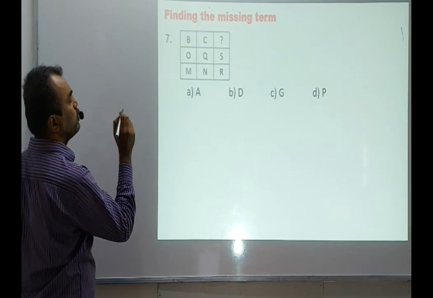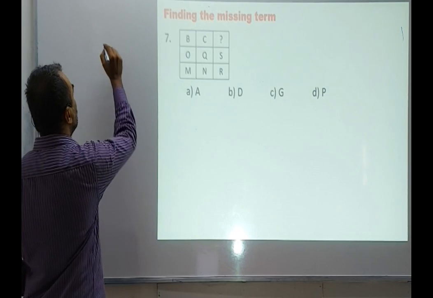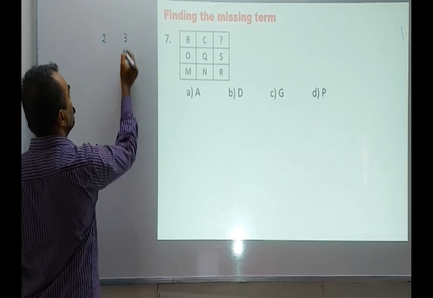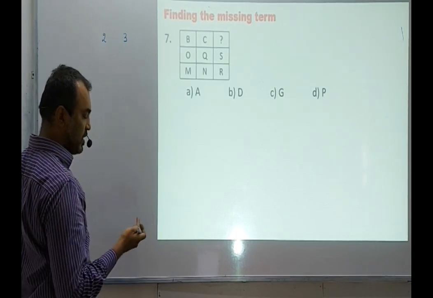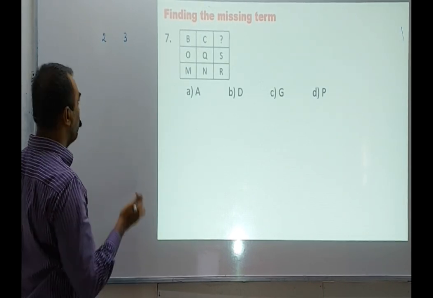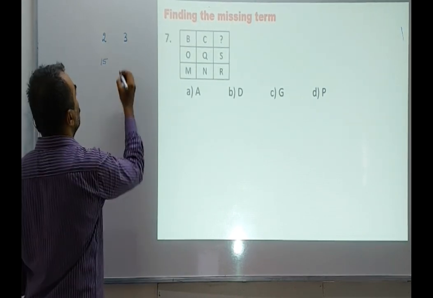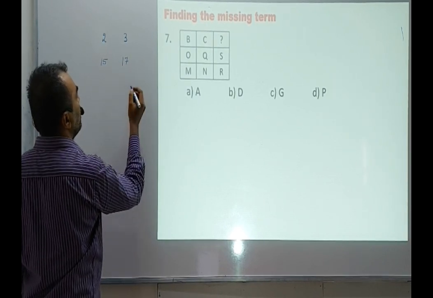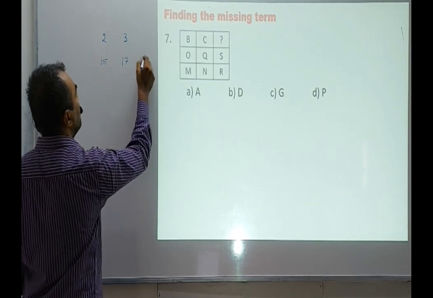So what is the easiest way to do? First we take ascending. If it will not work, we move to the descending. B is the second letter of the alphabet. C is the third letter. What about O? Let me count. A, B, C, D, E, F, G, H, I, J, K, L, M, and O is the 15th letter. P, Q is the 17th letter. R will be the 18th letter.